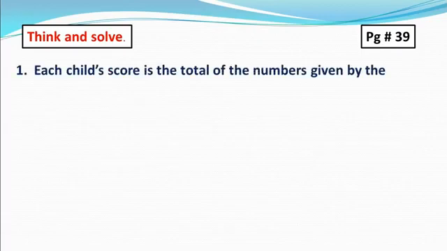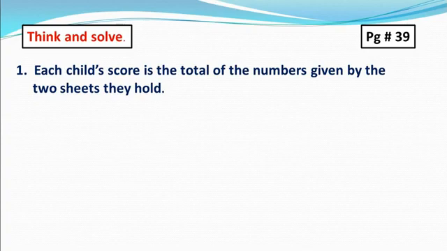Now I am going to do page number 39, think and solve. Here we are going to do question number 1. Each child's score is the total of numbers given by the 2 sheets they hold.